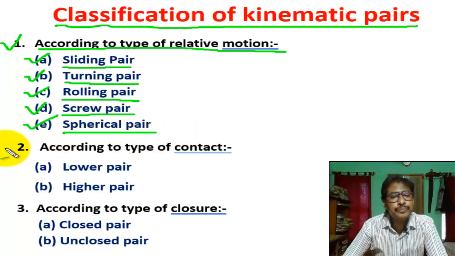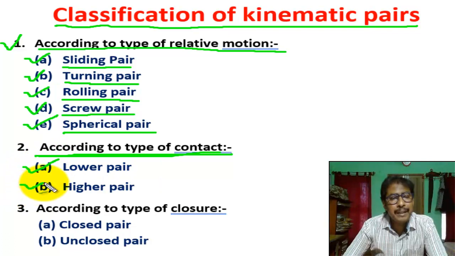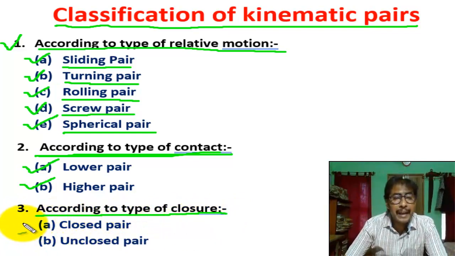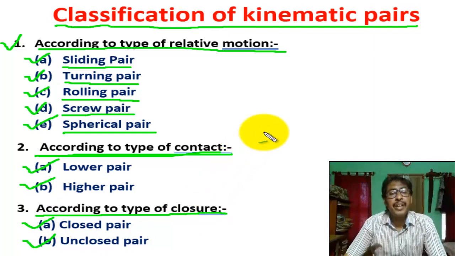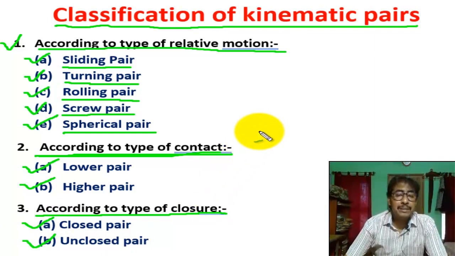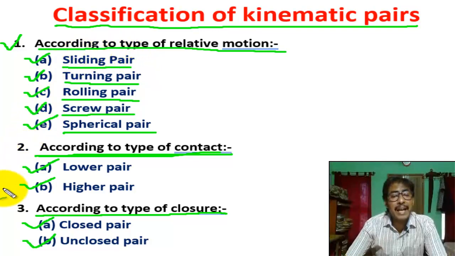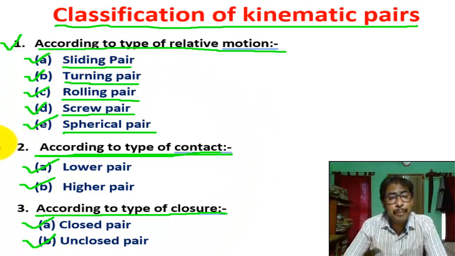Number 2, according to type of contact: A. lower pair, B. higher pair. Now, according to type of closure: A. closed pair, B. unclosed pair. Now we learn details of such types of kinematic pairs.